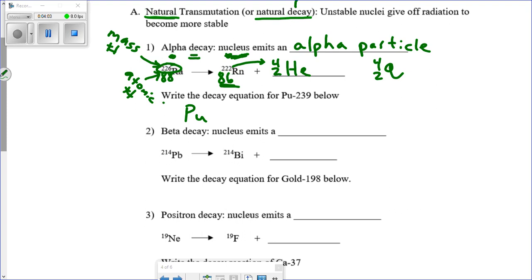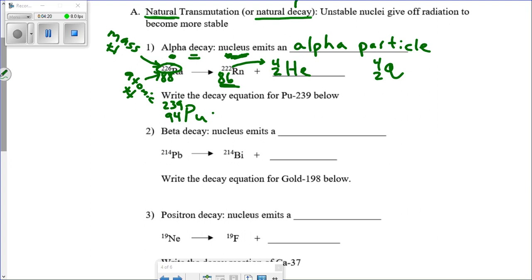Pu, we're going to put 239 as the mass number. And then the atomic number, you're going to look it up in the reference table. And once you look that up, you see that Pu is going to be an atomic number of 94.